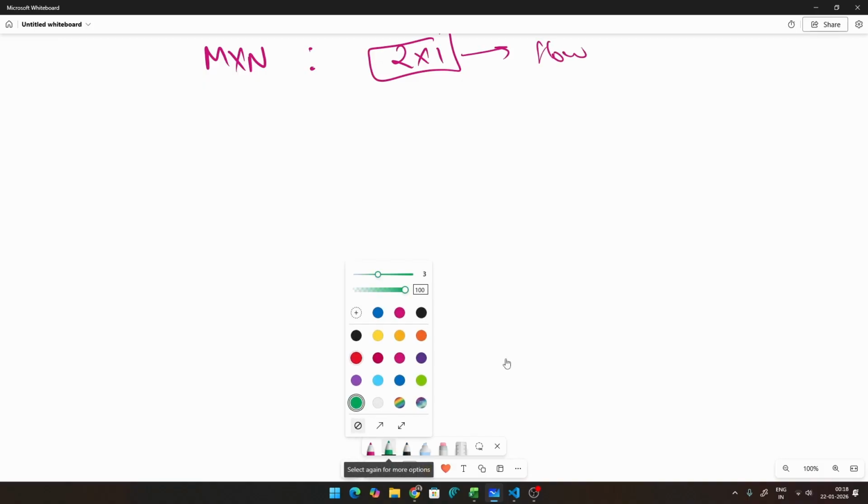What they're saying is they'll give us a board of m cross n, and they're going to give us a domino of size 2 cross 1. We need to find out how many dominoes can be kept. Now, let us take an example and explain through that. Let's take m to be 3 and n to be 2.